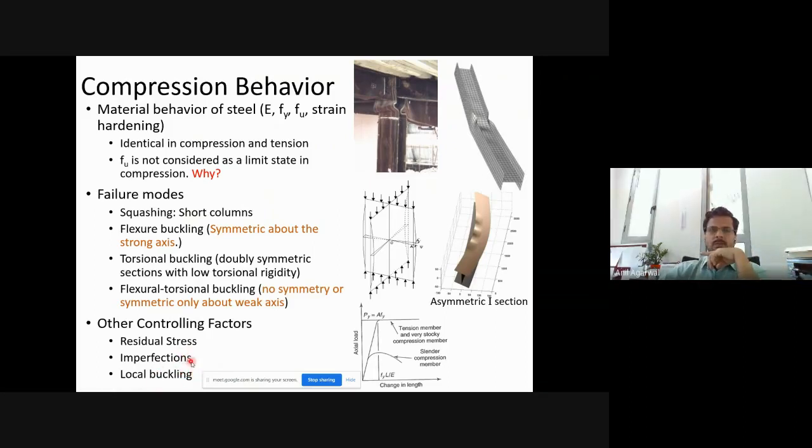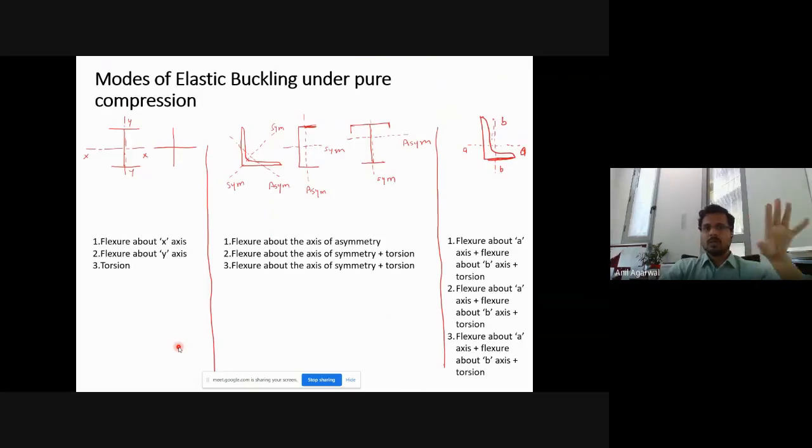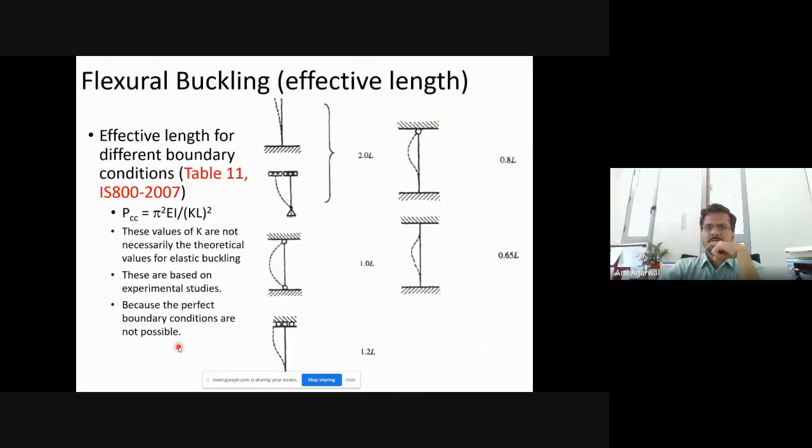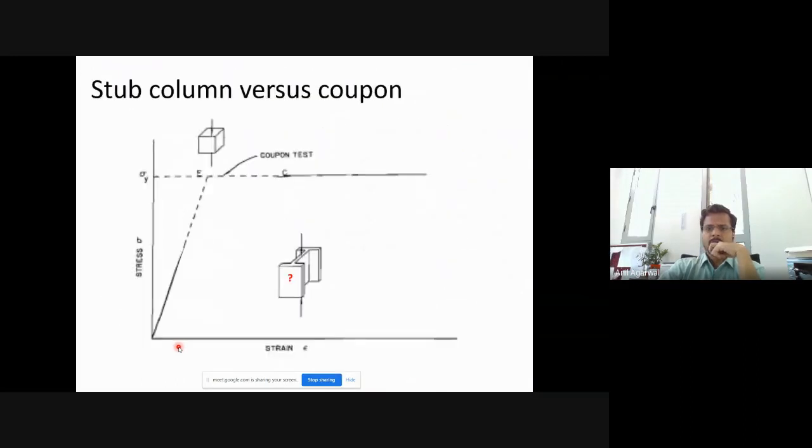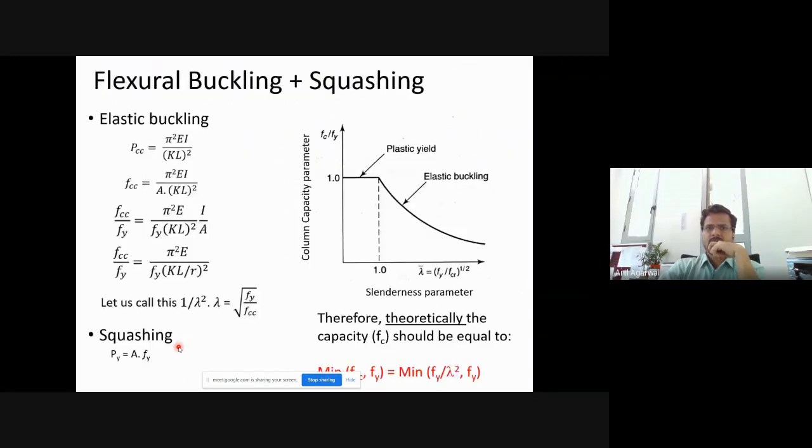I'll talk about that. Imperfections do govern the behavior, and residual stresses also govern the behavior. In fact, all three of them govern the behavior, and how we account for them in the code we will discuss. Fine. This is just an explanation of various types of buckling that we had discussed in the previous class. These things we had discussed in detail. Then we were at the residual stress effects towards the end.